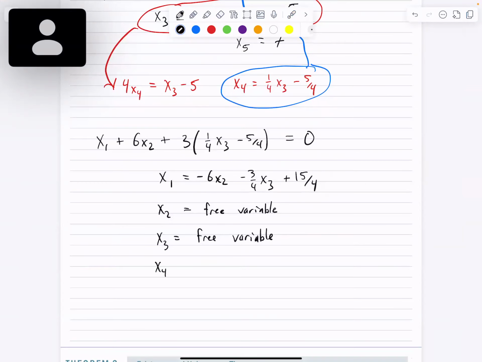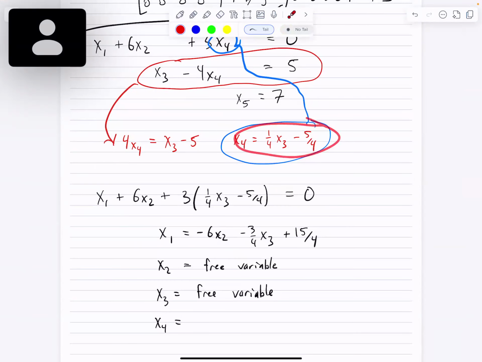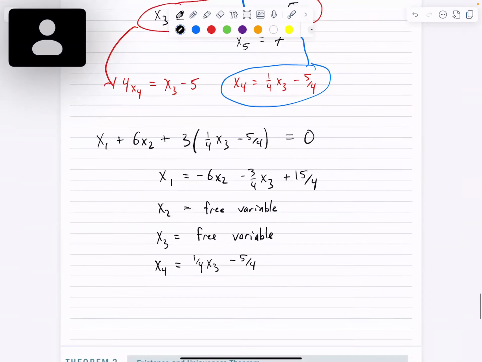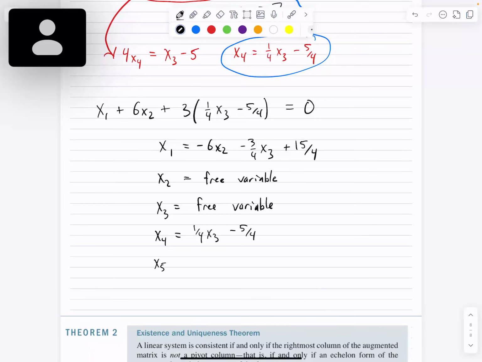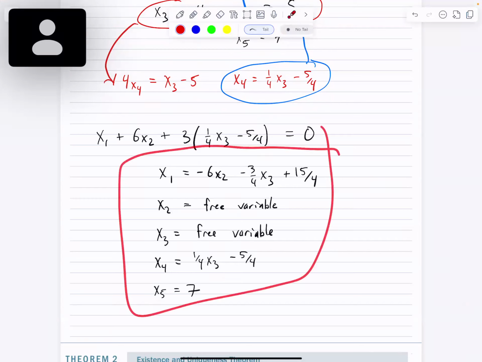And then x4, well, we wrote down what x4 is. x4 is this. And so x4 is 1/4 x3 minus 5/4. And then x5, well, we know that x5 has to be 7. And so the idea is that this is our solution set.